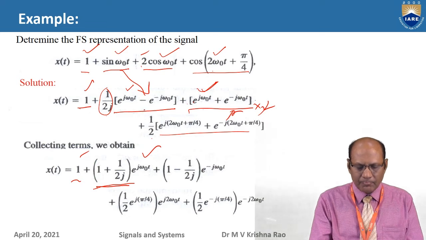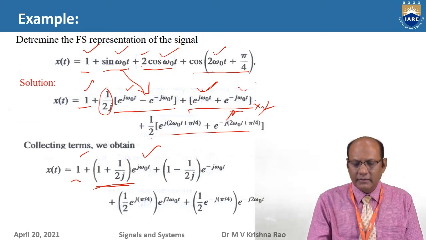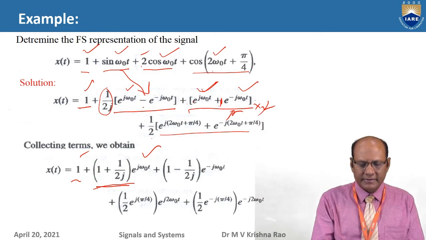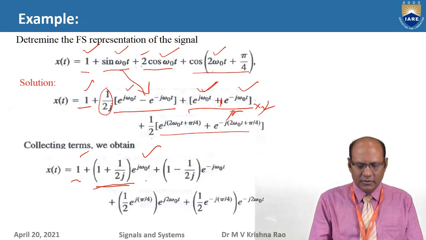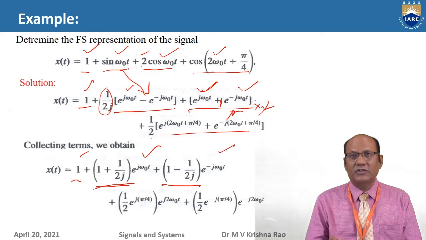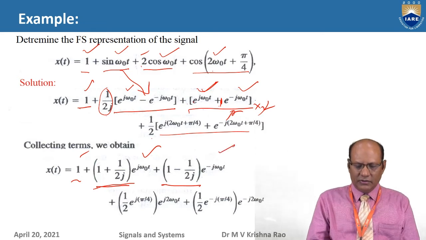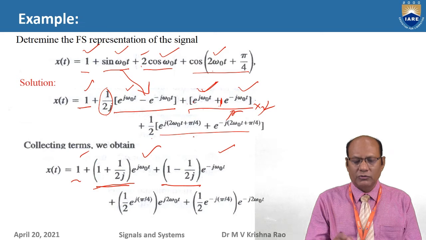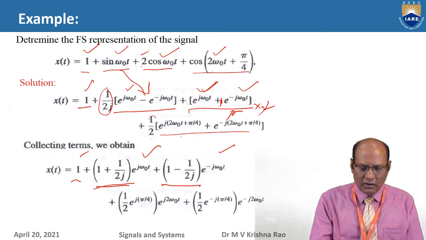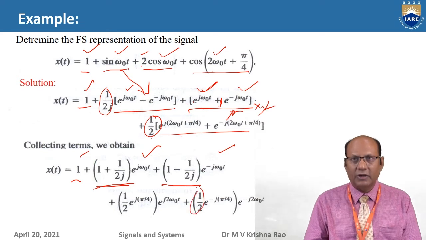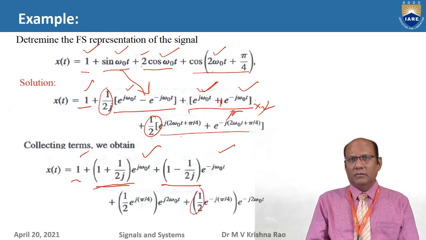Then here it is 1, correct? So 1 minus 1 by 2j. This is again the first harmonic but with negative frequency. Then what about the other one? The third term is the second harmonic term. We have the second harmonic, only 2 terms are there: half for the positive frequency and half for the negative frequency. Both are these frequencies.